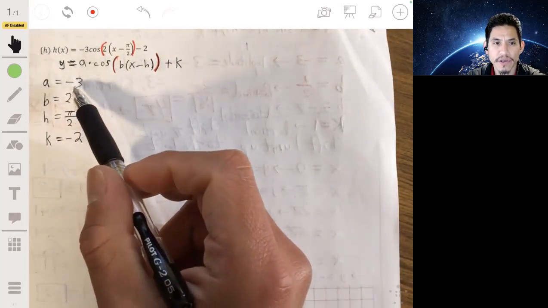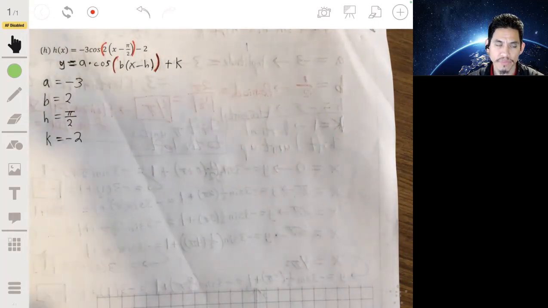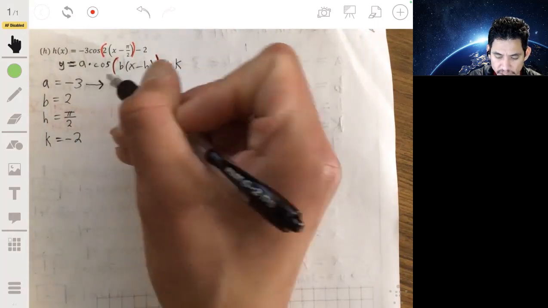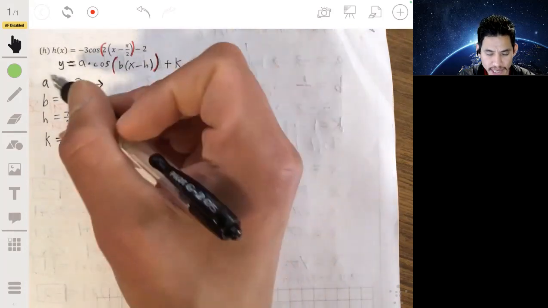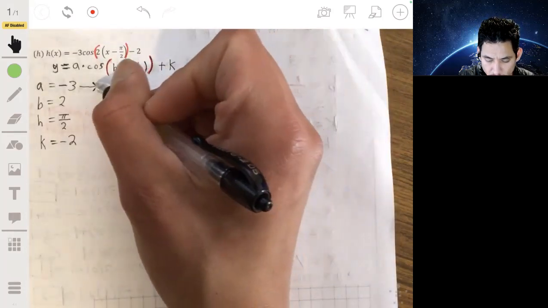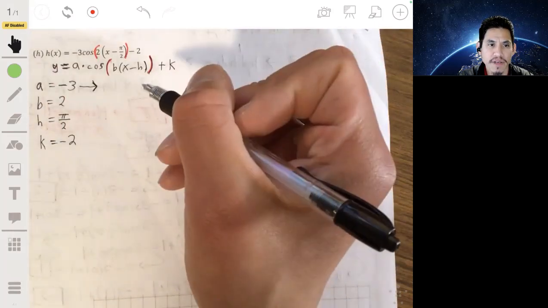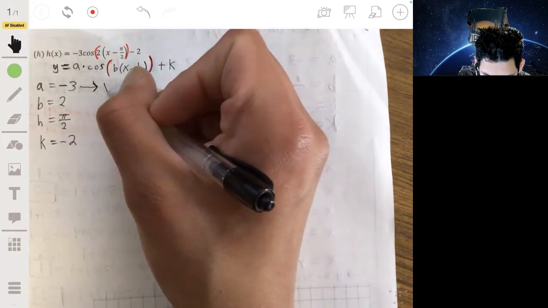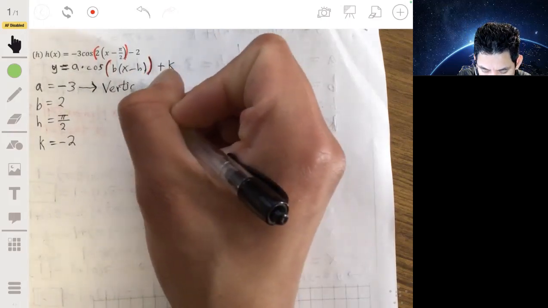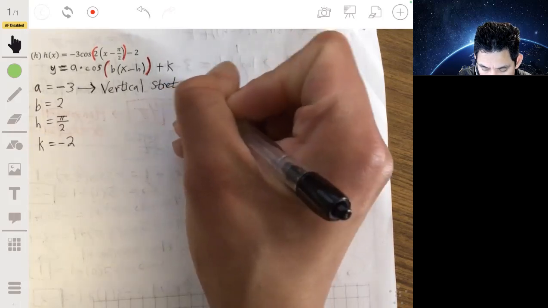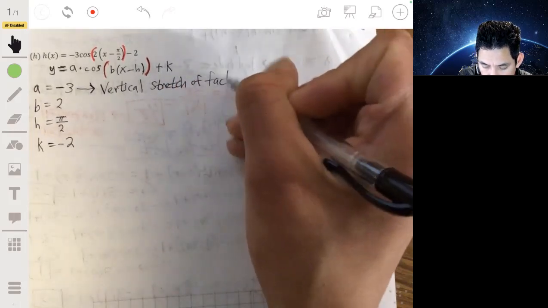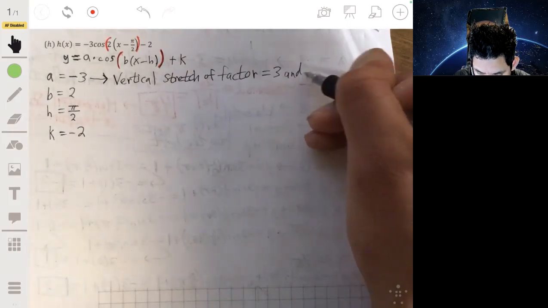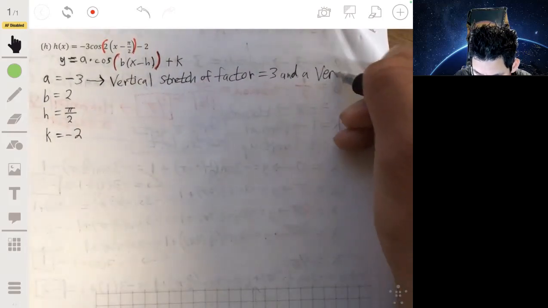Okay, so this a value affects the vertical stretch of the function, or the amplitude. This is going to stretch the function by a factor of 3, and then the negative symbol flips it over vertically. So we could say vertical stretch by a factor of 3 followed by a vertical reflection. So let's write that: vertical stretch of factor equal to 3, and a vertical reflection.